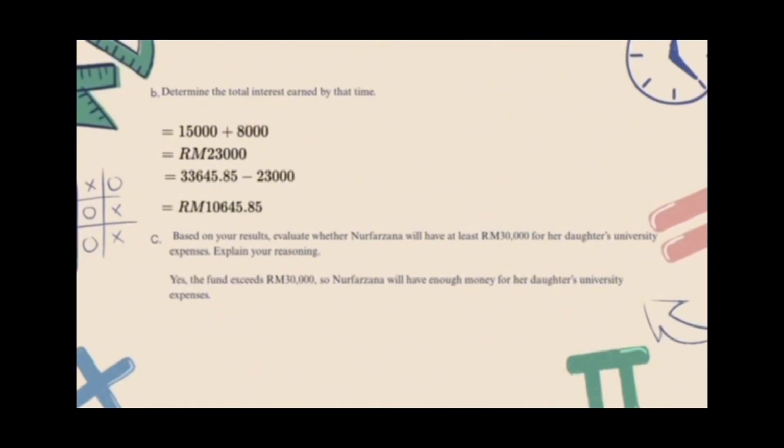RM 33,645.85 minus RM 23,000 equals RM 10,645.85. So the total interest earned is RM 10,645.85. Finally, we need to determine whether Nufazana has at least RM 30,000 for her daughter's university expenses.